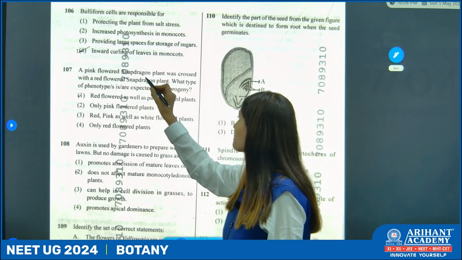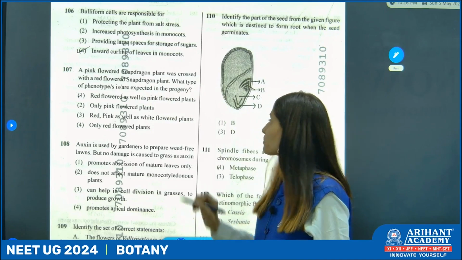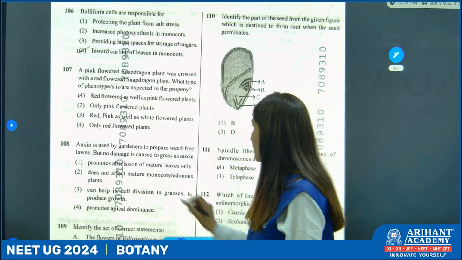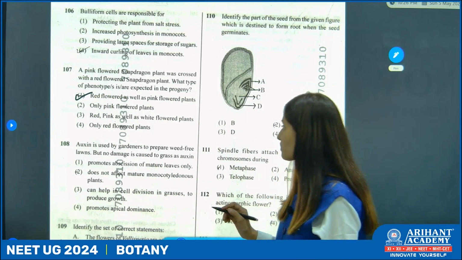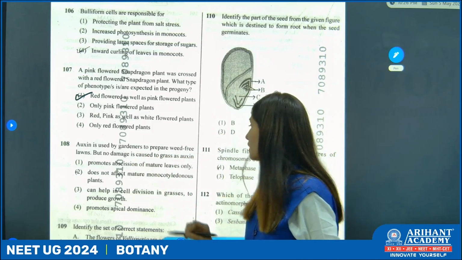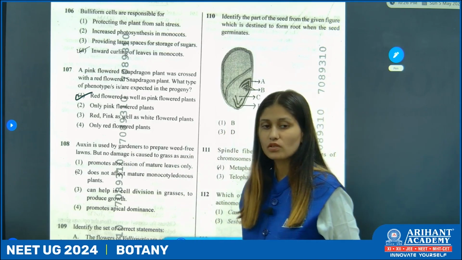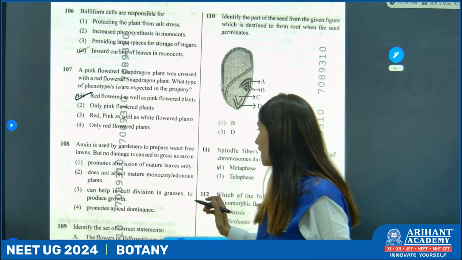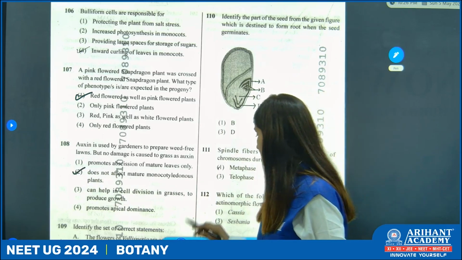A pink flowered snapdragon plant was crossed with a red flowered snapdragon plant. What type of phenotypes are expected in the progeny? The answer is red flowered as well as pink flowered plants. Auxin is used by gardeners to prepare weed-free lawns, but no damage is caused to the grass. This statement is taken from the book, and the answer is that it does not affect mature monocotyledon plants.